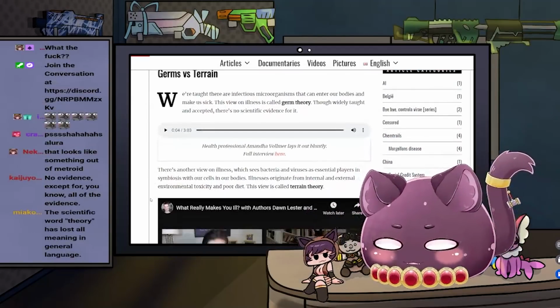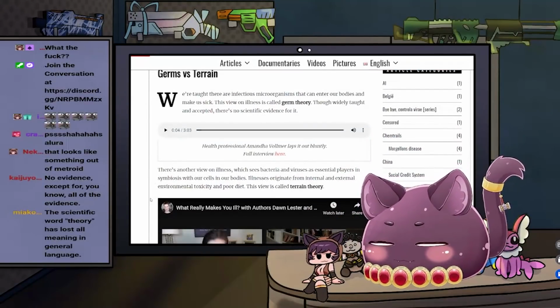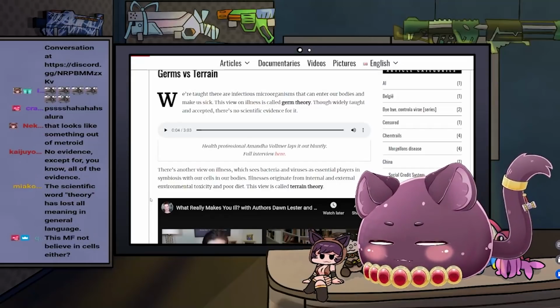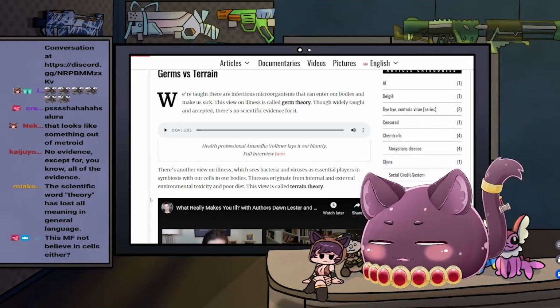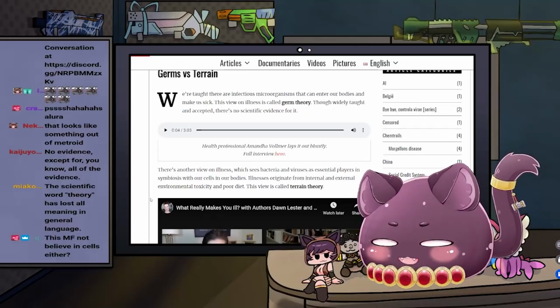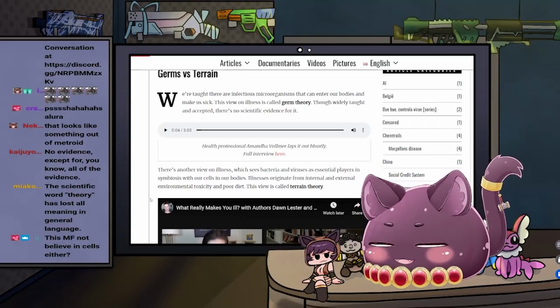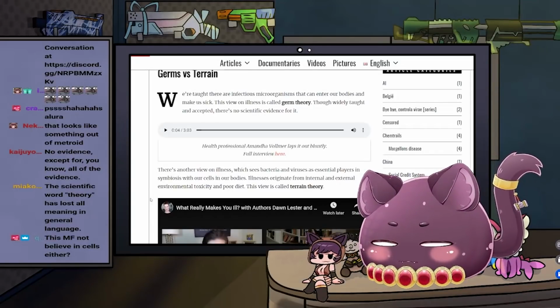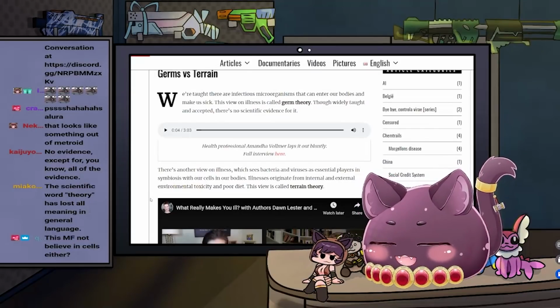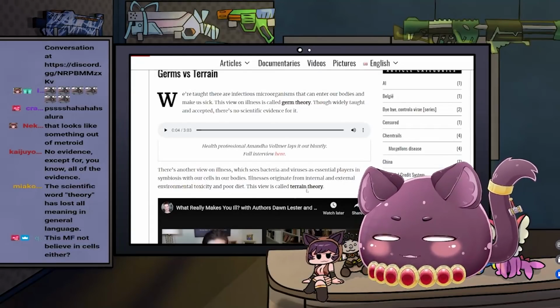Continuing on. There's another view on illness which sees bacteria and viruses as essential players in symbiosis with our cells in our bodies. Illnesses originate from internal and external environmental toxicity and poor diet. This is called terrain theory.